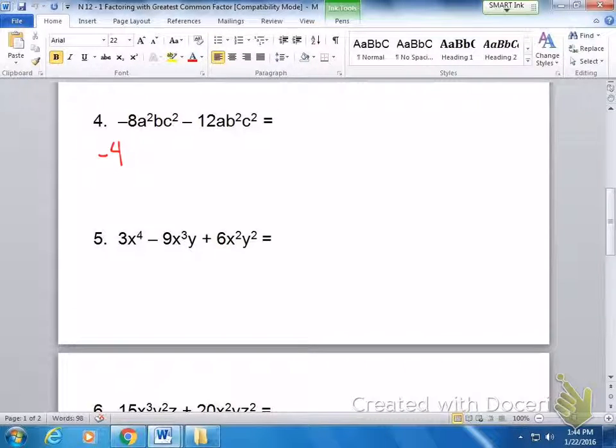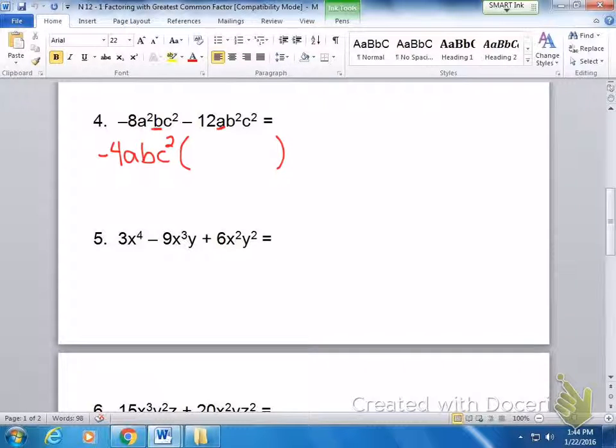Now let's look at our a's. I have a squared and a. Since this only has 1 a, I can only take out 1 a. I have b and b squared, but again, I have a smaller one of b, so that's the most I can take out. But both of them have c squareds, so I can pull that out as well. Now I open up my parentheses.